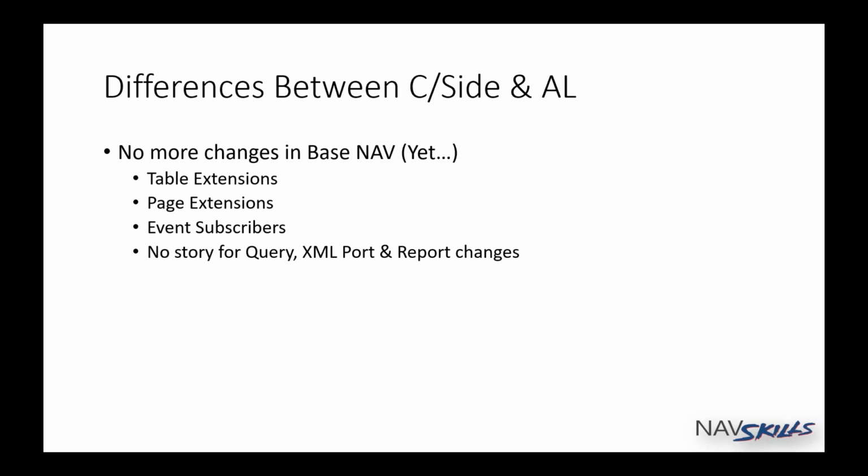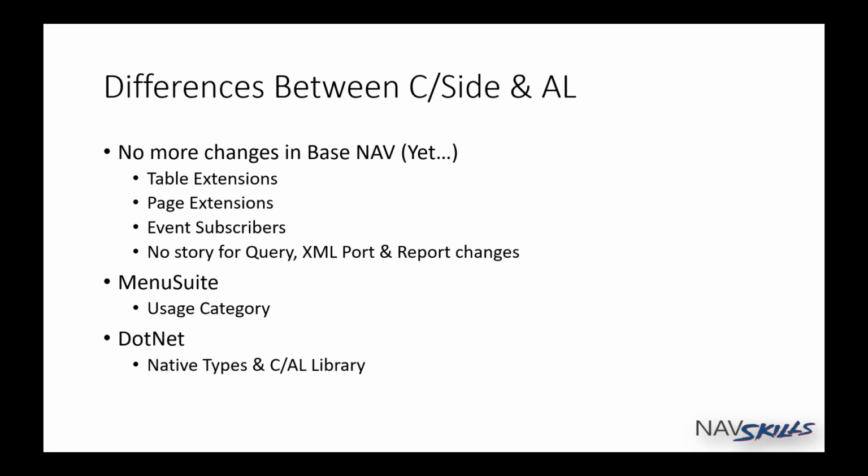But with AL, you have to make table extensions and page extensions. You have to use event subscribers. And there is no extension story for query, XML port, and reports, other than that you have to replace them with new ones. The menu suite is gone, which, my personal opinion is, I think it's a good thing. And the menu suite has been replaced with usage categories, of which I will also come back later in this webinar.